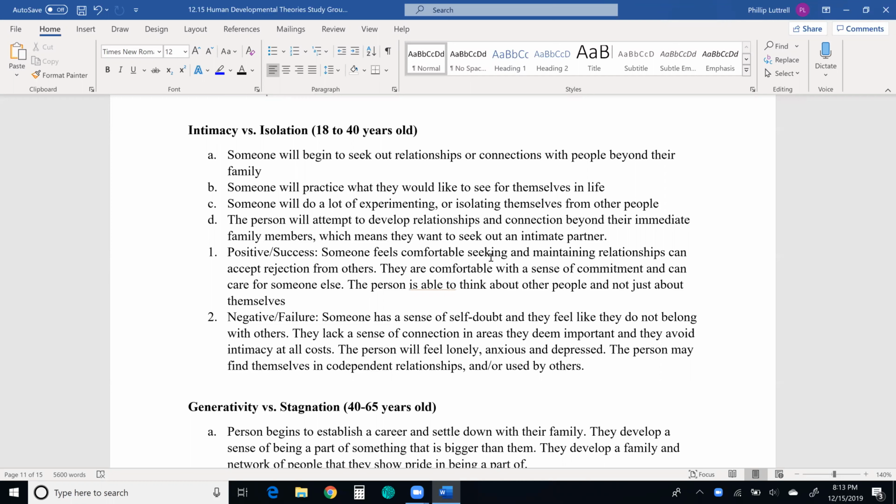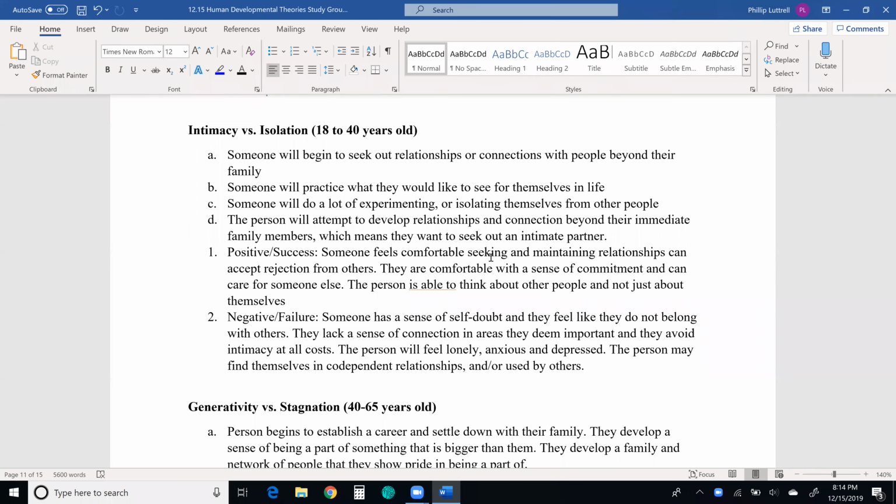So the person will attempt to develop relationships and connections beyond their immediate family members, which will mean that they seek out an intimate partner as well as a community that they can trust innately. So the whole fact is intimacy or getting a sense of community or love from other people to end up benefiting yourself in some way. So a positive or success in this stage would be someone feels comfortable seeking and maintaining relationships, can accept rejection from other people when it occurs, and the person is able to think about other people and not just about themselves. They're trying to promote and create a community that would be benefiting from all of the actions from the other people.